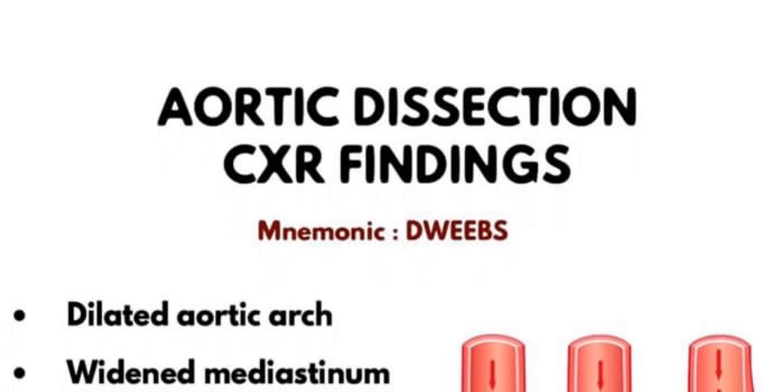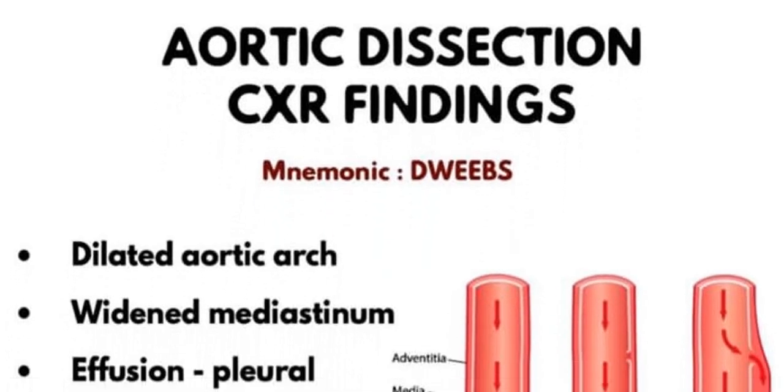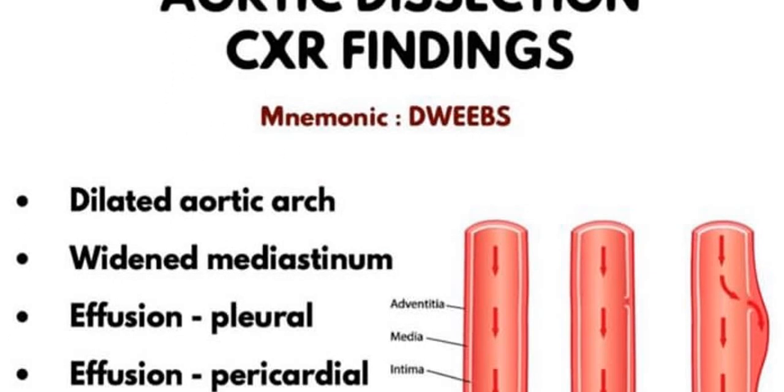Next one is the E. So this is the double E. The first E is the effusion, and this is the pleural effusion which can be present on the chest X-ray. The second E is the effusion, and this is the second type of effusion, like the pericardial effusion.